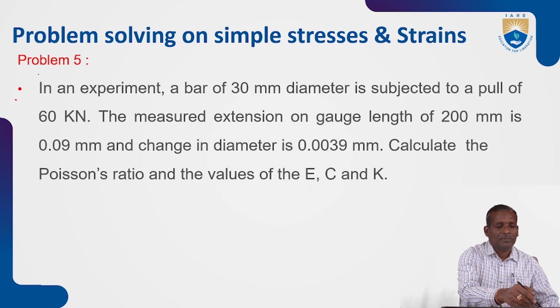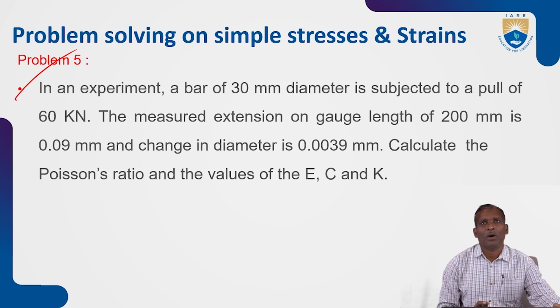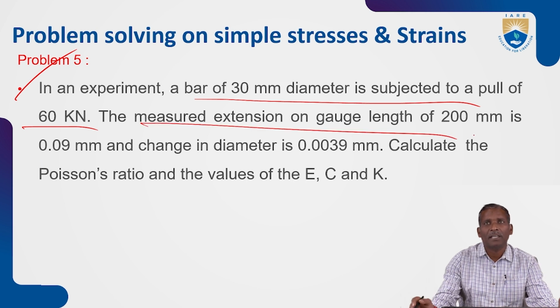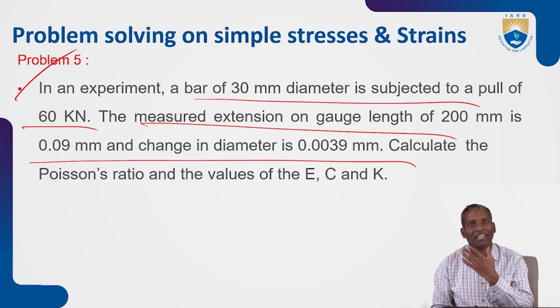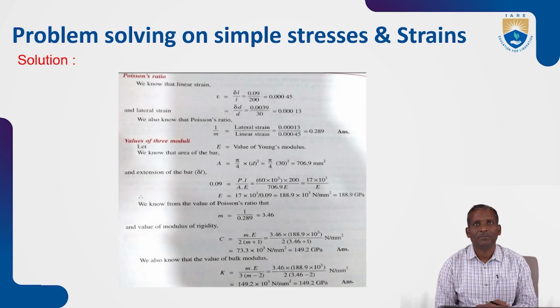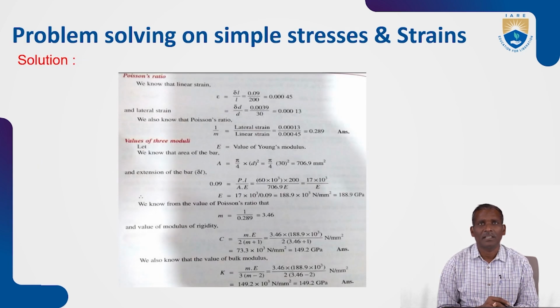The next model is the relationship between the elastic constants. In an experiment, a bar of 30 mm diameter is subjected to a pull of 60 kilonewtons. The measured extension on a gauge length of 200 mm is 0.09 mm and the change in diameter is 0.0039 mm. Calculate the Poisson ratio and then the values of E, C and K. Here the solution is given, so I will explain clearly.